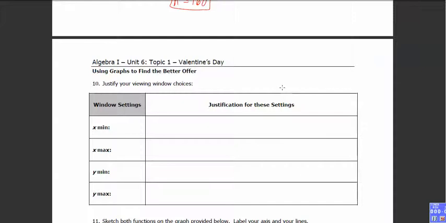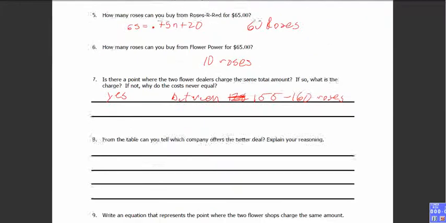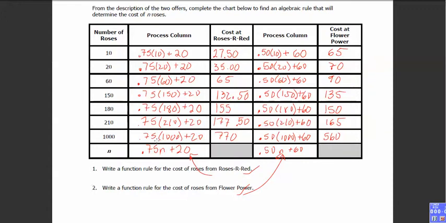So justifying our settings, the minimum x value. Now remember, x is the number of roses that we buy. So I'm going to say the minimum is 0 because that's the least number of roses that I can buy. Now the maximum x, if we look up at our table, went up to 1,000. But we already talked about the fact that the interesting place happens somewhere between 150 and 180, and we already calculated that in two different ways to be 160. But I'm going to go up to 210 just because that would at least give me a little bit of space after that.